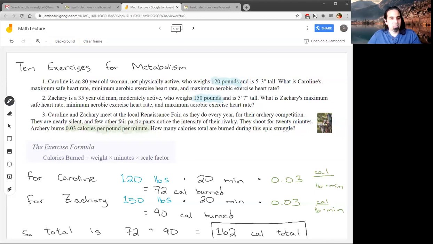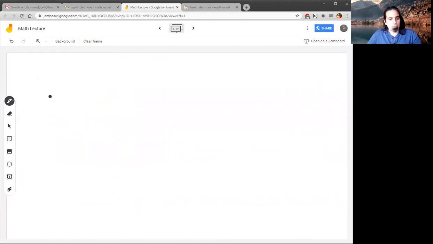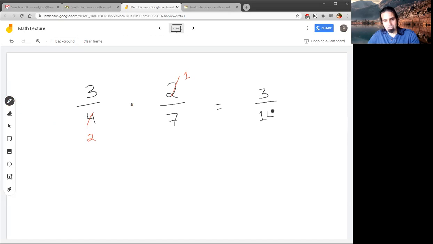Okay, here's something a little advanced. If this makes sense, it will help you. And if not, just don't worry about it. We know that when we multiply fractions, we can do some canceling. On the top and on the bottom, there's even numbers, so we can divide by 2. 2 divided by 2 is 1. 4 divided by 2 is 2. And we get 3/14. Does that ring a bell?